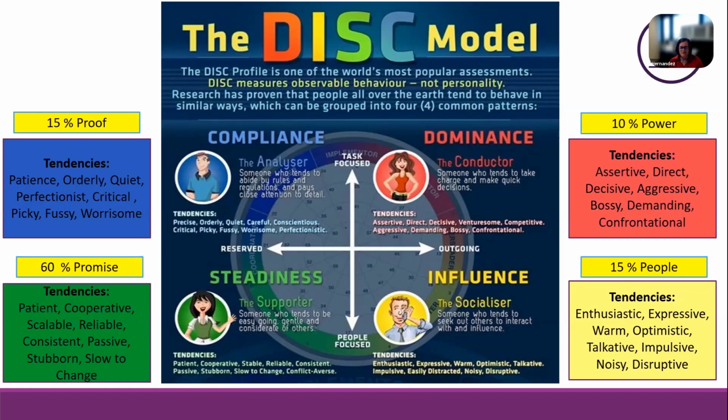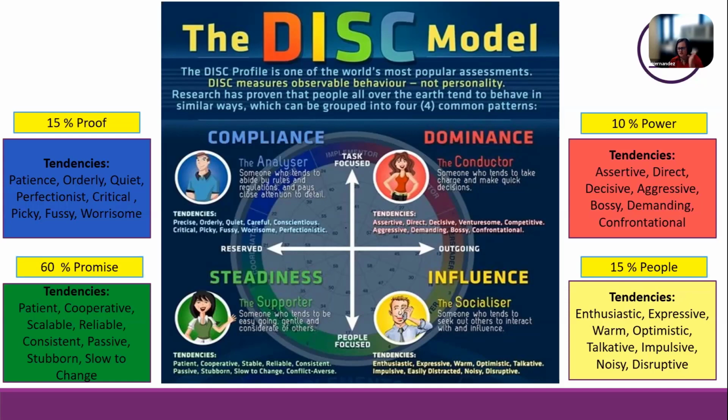Now, the reason I put promise there, if you look in the yellow part, they need promises. Like they need you to reassure them. And that's kind of the primary love language that they've got.